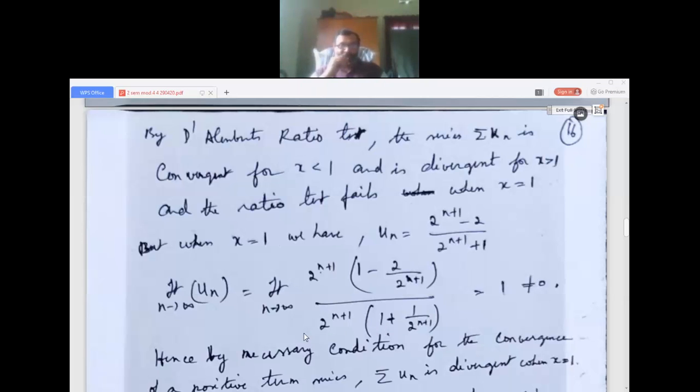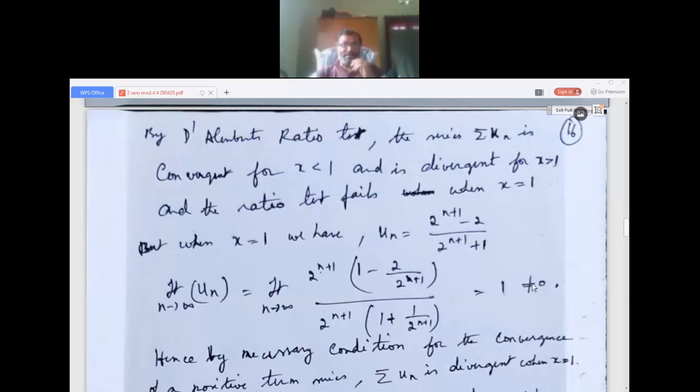Then when I apply the limit n tends to infinity, this will be 2 power infinity, which will be infinity, 2 by infinity will be 0. So 1 minus 0. Here also n is infinity, infinity plus 1 is infinity, 2 power infinity is infinity, 1 by infinity is 0. So 1 minus 0 divided by 1 plus 0 is 1. This gets cancelled, so 1. And 1 is not equal to 0.